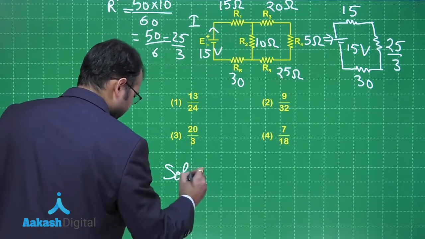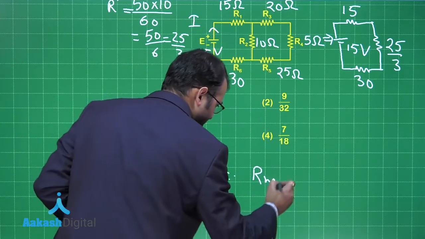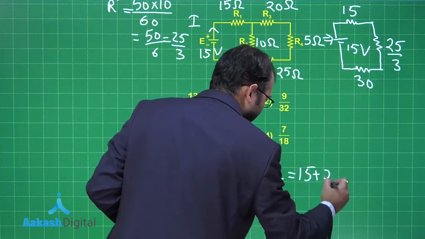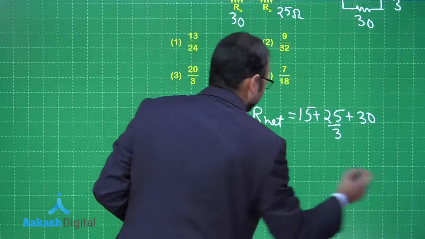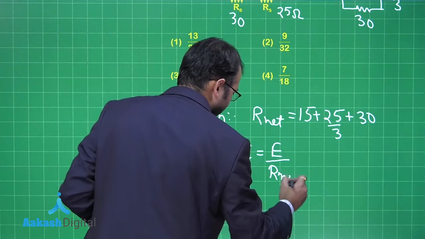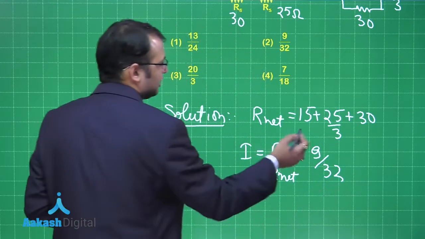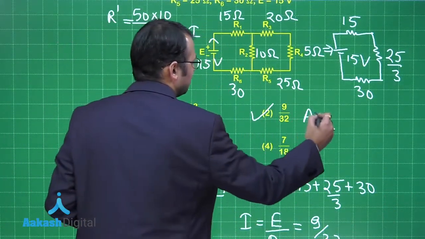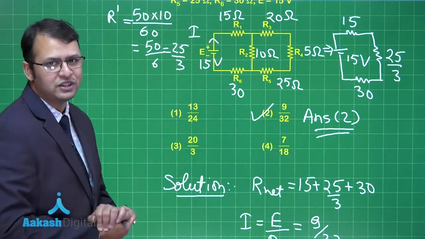So solution, R net can be written as, they all are in series, so it is 15 plus 25 by 3 plus 30, and current I will be equal to E by R net. When you solve this, you will get 9 by 32, that is 15 by the net resistance. Which is the best suited option here? Among the four, option number 2 is the right answer. Correct? Let's move on to our next question.